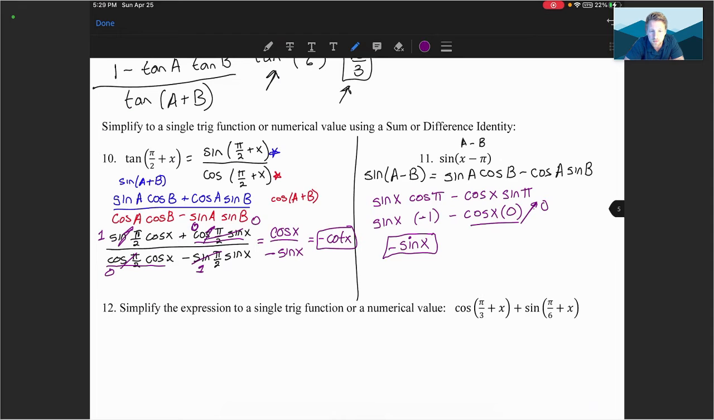All right, and that would be problem number 11, using the difference of angles.